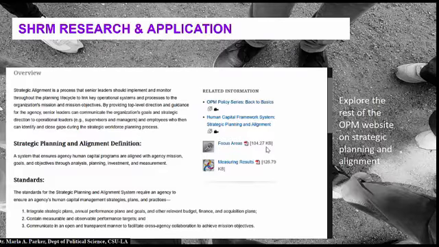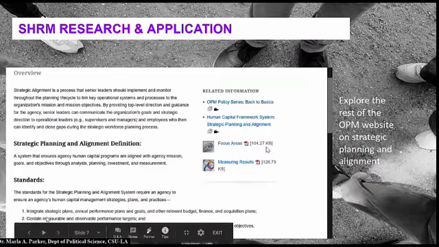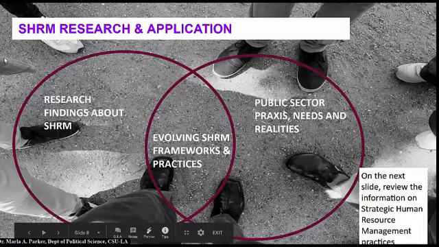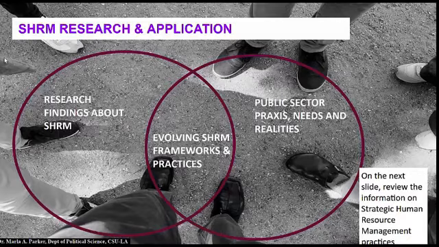So again, strategic human resource management is all about bringing in traditional strategic planning practices and dimensions into the realm of human capital planning and deployment. And so when we're looking at the evolving frameworks and practices of SHRM, we can be informed of those things by research findings about SHRM, and then public sector practices, needs, and realities. So when we are thinking about what kind of frameworks we can use for developing SHRM frameworks and practices, then we have to look at the research as well as the needs together.